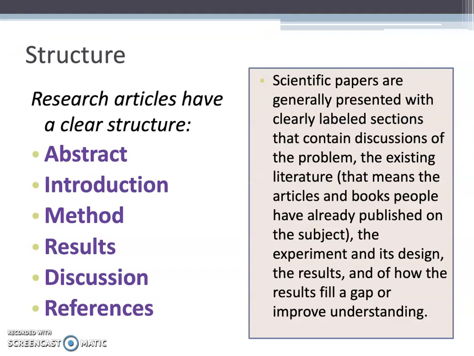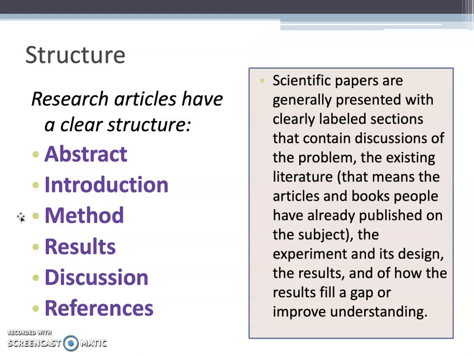Research articles have a specific, clear structure. They always start out with an abstract, and then right after the abstract is an introduction. Even if the article doesn't say introduction at the beginning, everything that comes first in the body of the article is the introduction. It's the very first section of a research article. After the introduction, there will be the method.